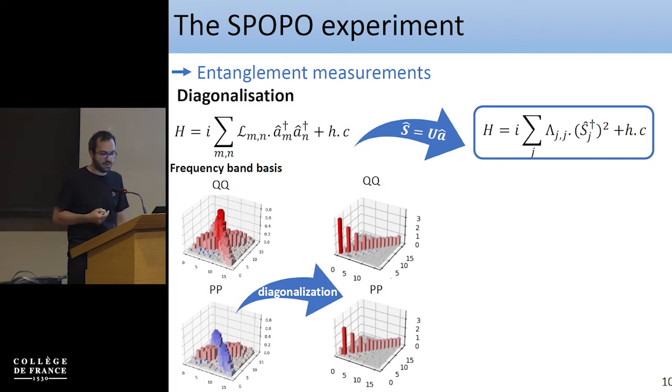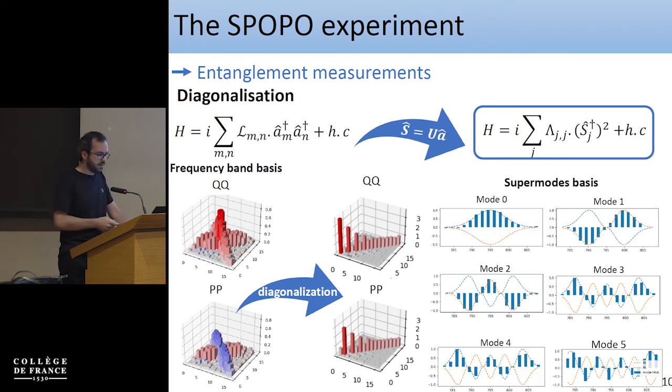But what we need to know now is what is this basis where we have the diagonal? What we have to do is take the eigenvectors of the diagonalization, and it gives us these modes we call the supermodes. And it's quite interesting because we can fit them with Hermite-Gaussian modes.